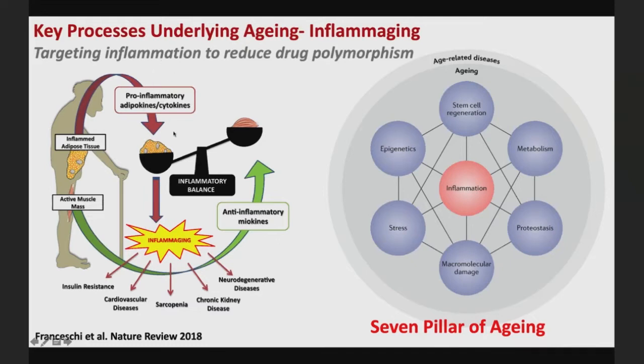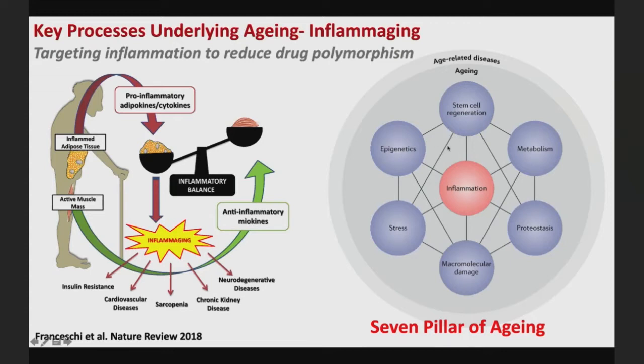And this excessive secretion of cytokines then leads to tissue degeneration, which is right now considered one of the central reasons for all of these age-associated diseases. And this process is called inflammaging, which is inflammation during aging.